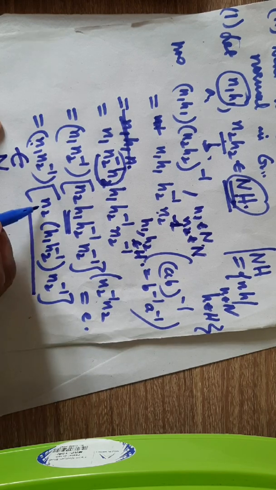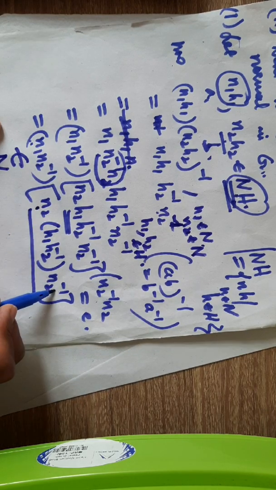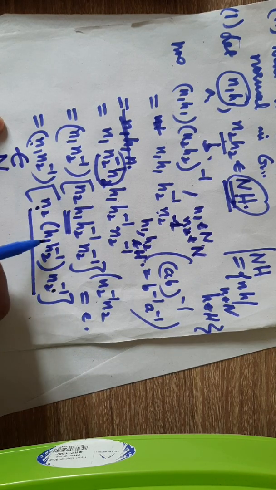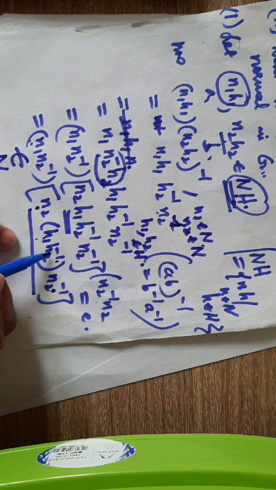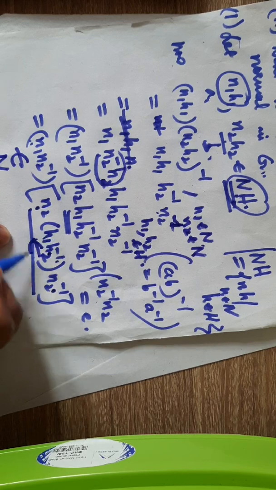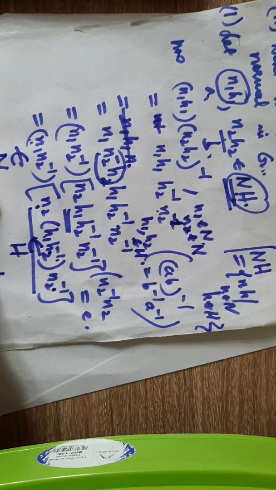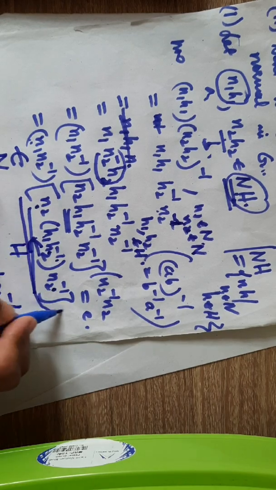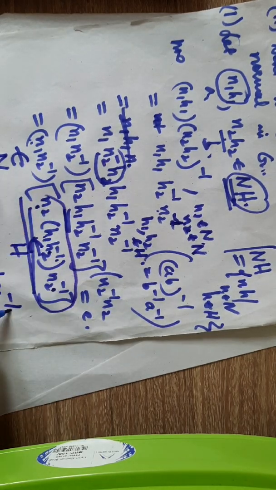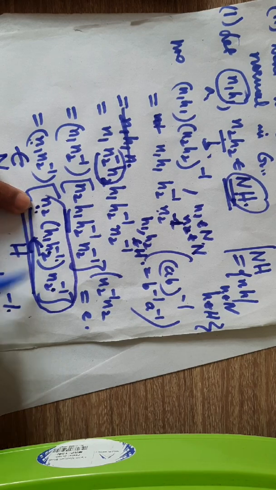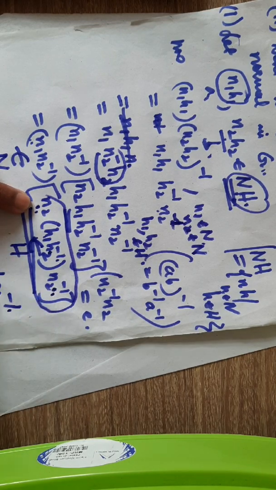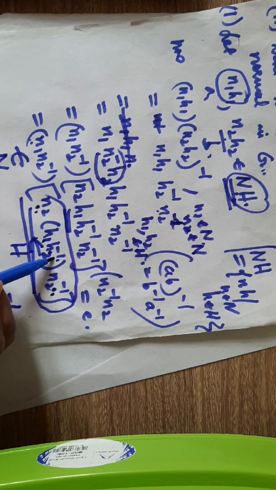Now what about this one? N2 is an element of N. N2 inverse also will be an element of N. Now H1 H2 inverse is an element of H only. This element inside the round bracket belongs to H. Now this is of the form X H X inverse, where X is N2 and X inverse is N2 inverse, and H here is H1 H2 inverse.